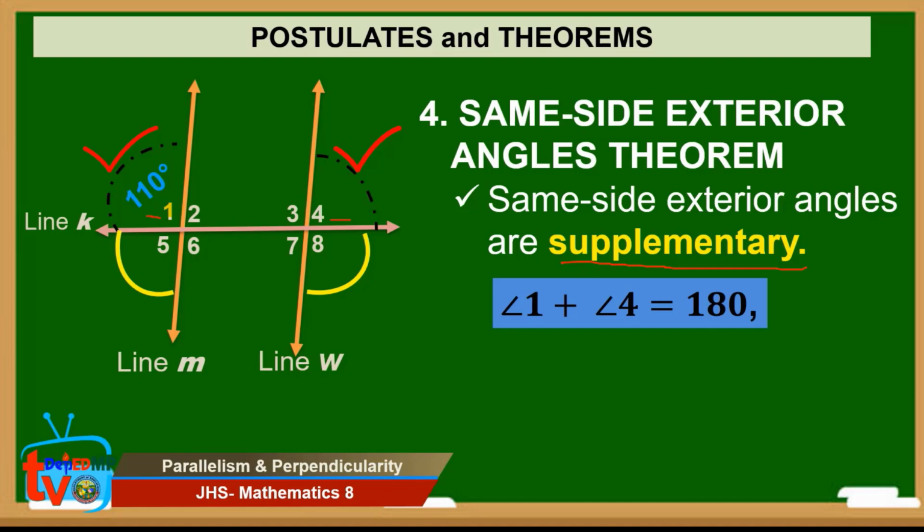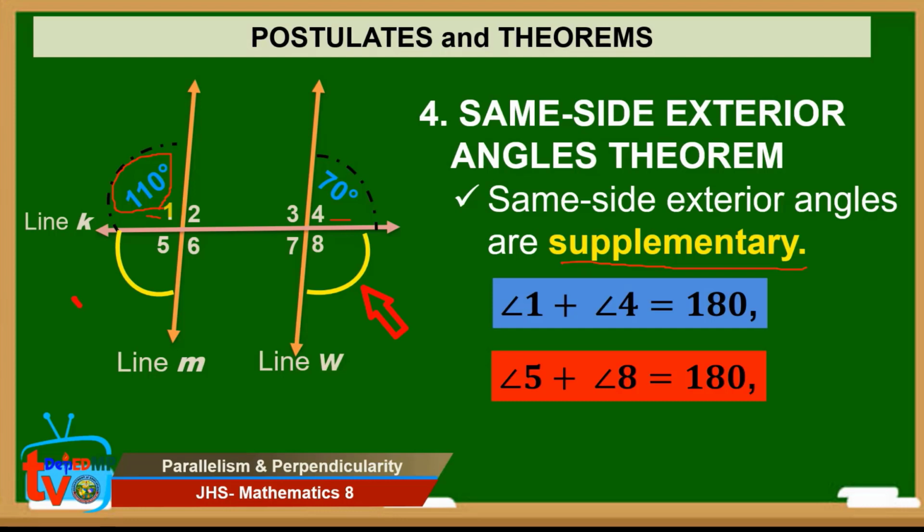So, if the measure of angle 1 is equal to 110, then the measure of angle 4 must be 70, so that they will produce a sum of 180 degrees. Likewise with angle 5 and angle 8. If the measure of angle 5 is 70, then the measure of angle 8 must be 110.